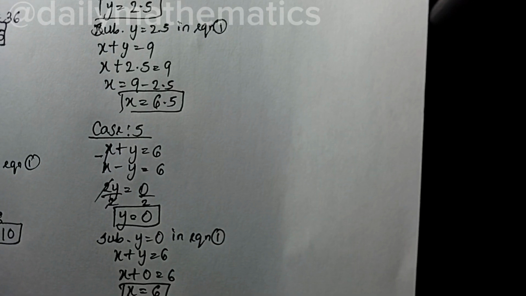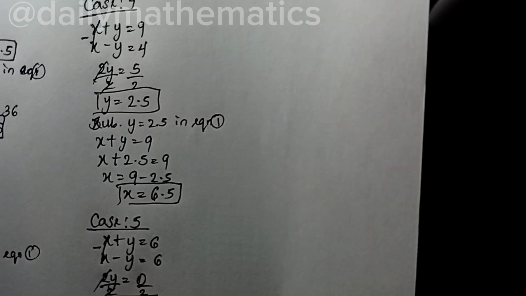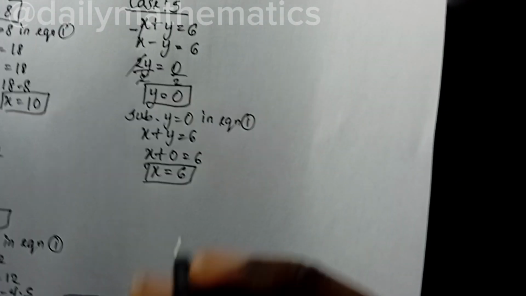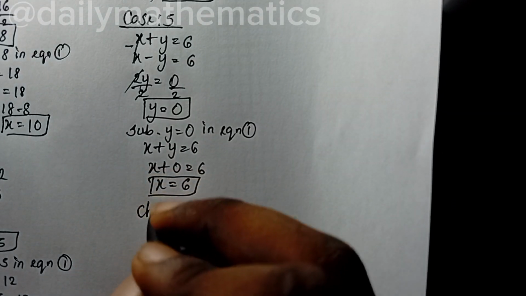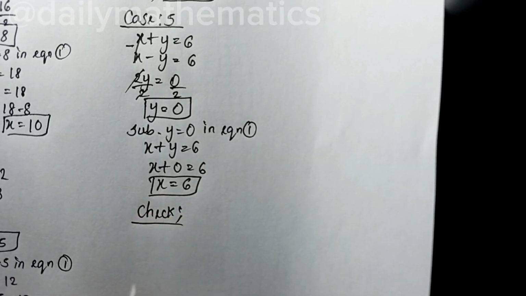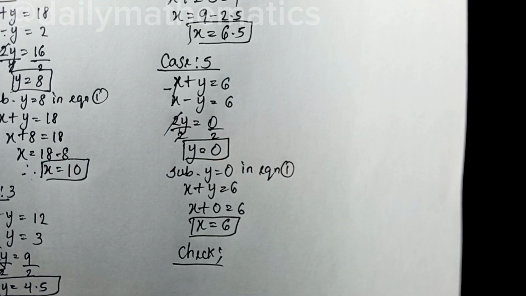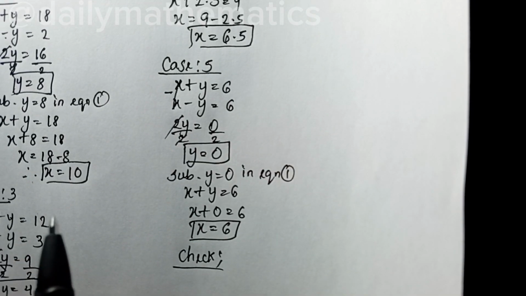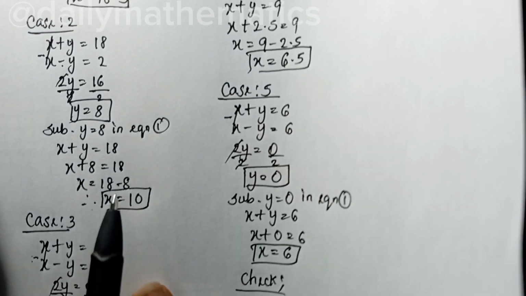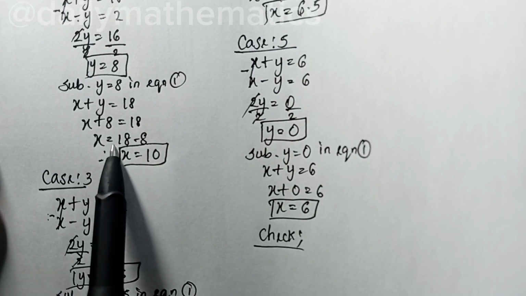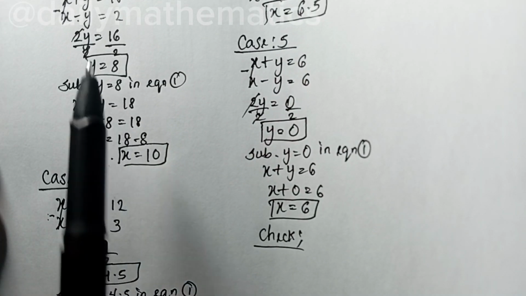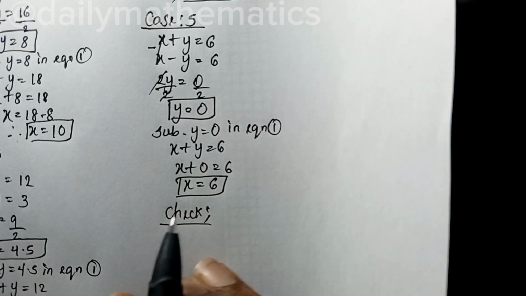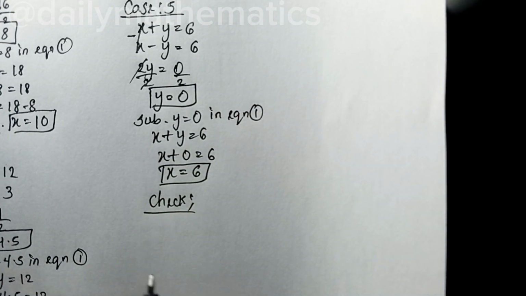All right, so for this equation we now have all the values of x and y, and we can check. We'll just check maybe 1 or 2. Let's do a check here, for this one, where we have x as 10, y as 8.